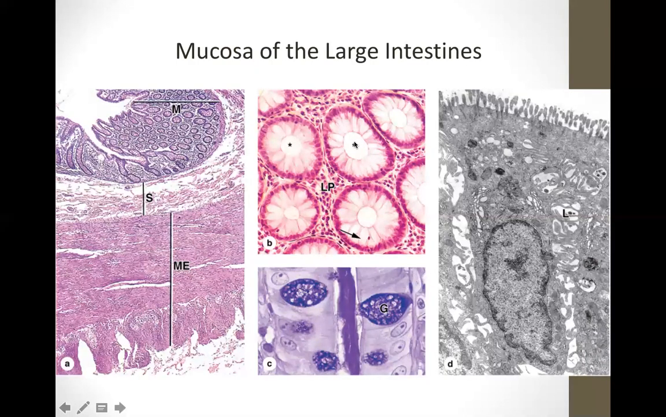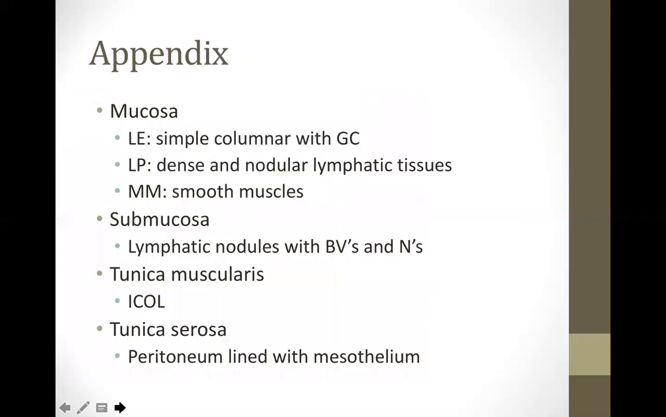Alright, so this is the mucosa of the large intestine. So basically, wala siyang villi masyado, and they are composed of so many goblet cells. So many goblet cells. That's what is wala sa appendix, no? Appendix, look, simple columnar with goblet cells pa din, pero they are composed mostly of the dense and nodular lymphatic tissue. The tunica muscularis is ICOL, and tunica serosa would be mesothelium pa rin.